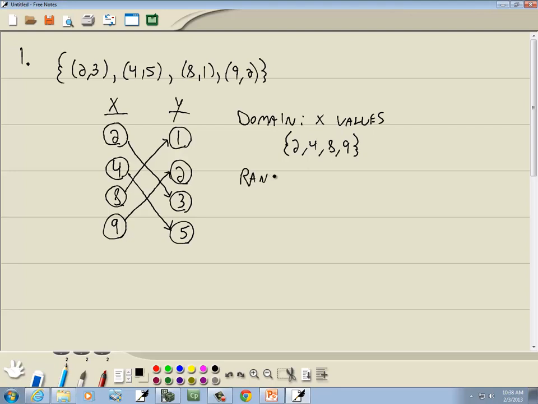Now, last thing they're asking for is the range, and this is going to be our y values. Well, our y values are just listed right here. So I got 1, 2, 3, and 5.